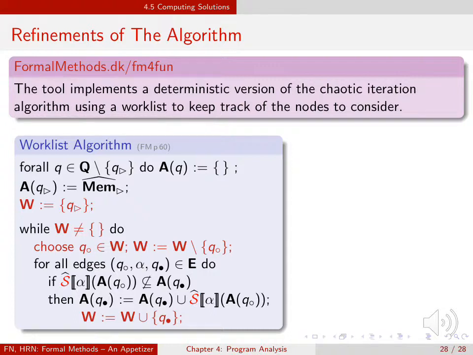We choose a node from the work list and remove it while doing so. Then we look at all the outgoing edges from that node. If the corresponding constraint is not satisfied, we update the information at the target of the edge and place the target node on the work list.